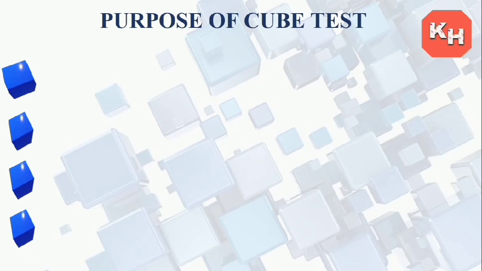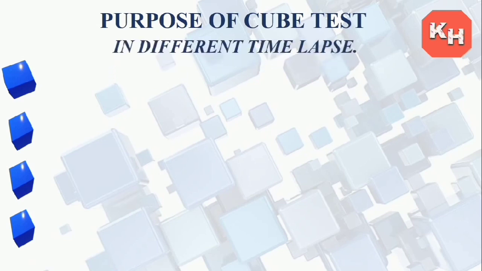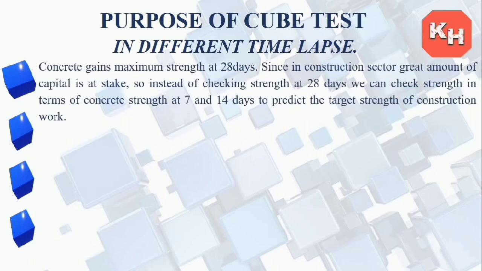Now we will see the purpose of the cube test at different time lapses. As concrete gains maximum strength in 28 days, and in the construction sector a great amount of capital is at stake, there is a time concern, so everybody wants early results. Instead of checking the strength at 28 days, we can check the concrete strength at 7 and 14 days to predict the target strength of the construction work.